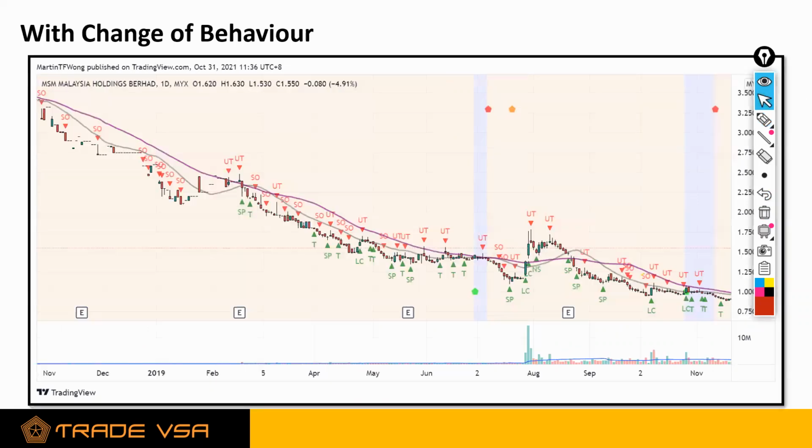Okay, now this is what I call the chart with change of behavior. You must remember charts: if you trade these patterns, you must ensure there is a change of behavior. Now let's see whether there are any questions or not.